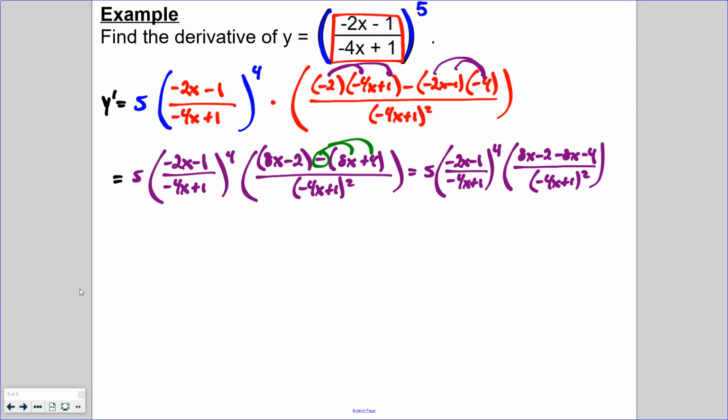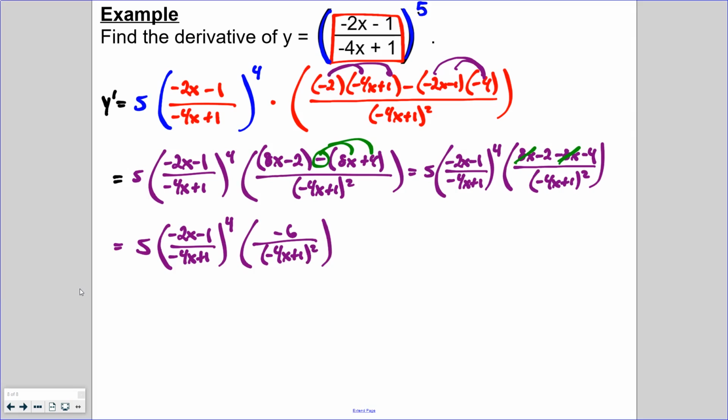All right, but continuing on our journey, positive 8x and negative 8x will cancel out. So we're going to be left with 5 times the quantity negative 2x minus 1 over negative 4x plus 1. I can't believe I'm writing that for a 4th time now. To the 4th times the quantity, let's see, negative 2 minus 4 is negative 6 over the quantity negative 4x plus 1 quantity squared. Whew! I guess we are finished. Well, not quite, because there's some stuff we can still do to simplify.